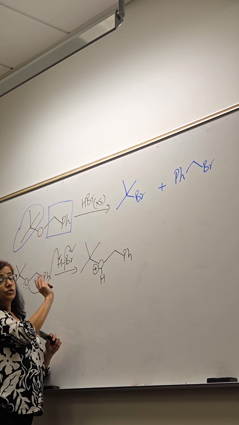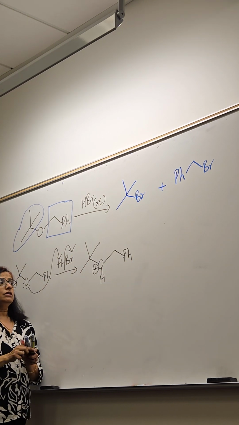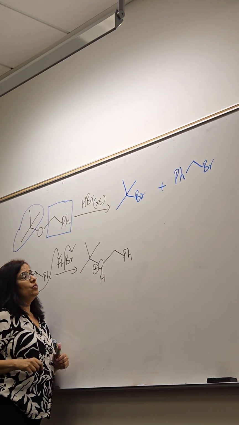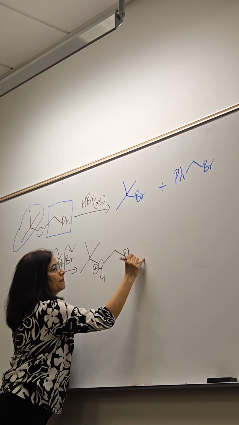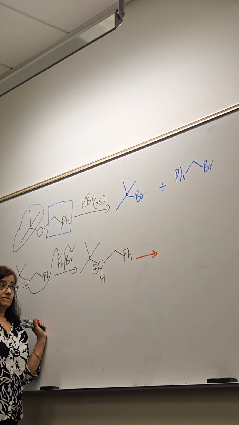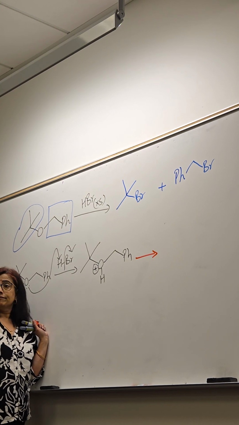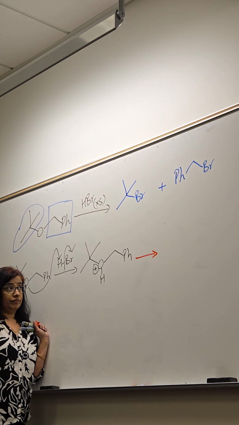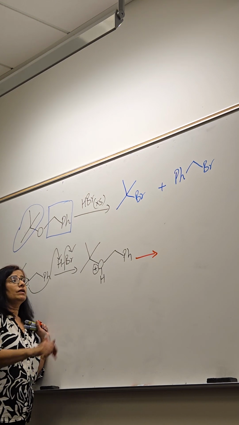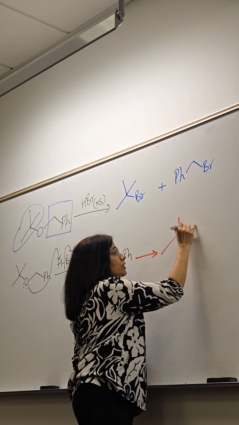Which side will go through SN1? The T-butyl side or the benzyl side? T-butyl side. So, let's think about SN1. What should happen for SN1? The bond between the T-butyl carbon and the oxygen breaks, and the T-butyl is a carbocation. SN1 goes through a carbocation.